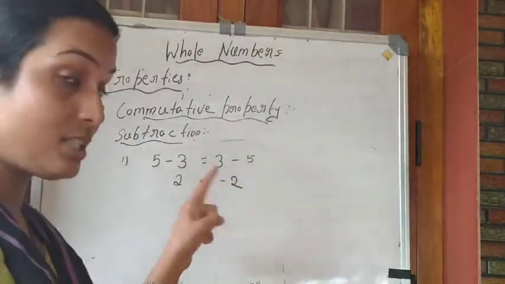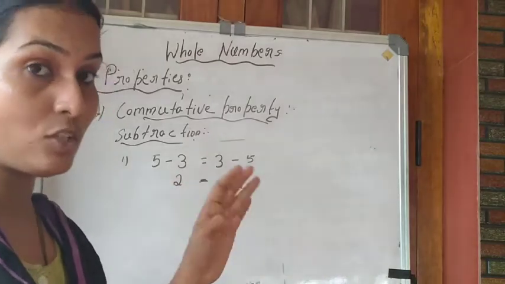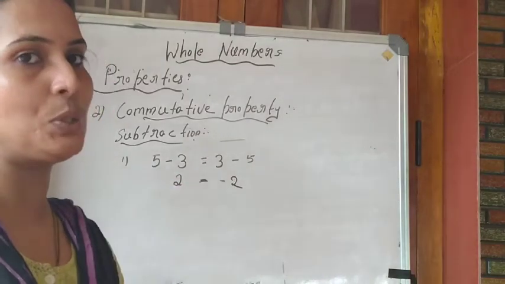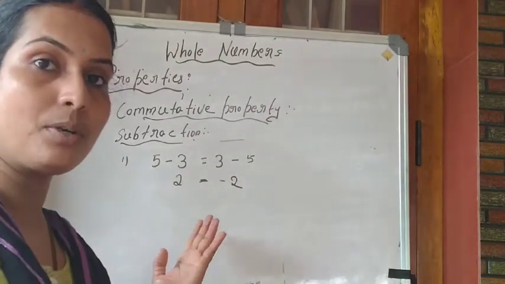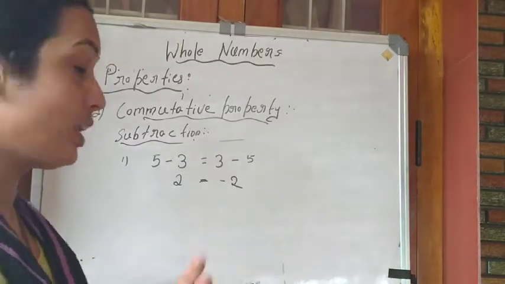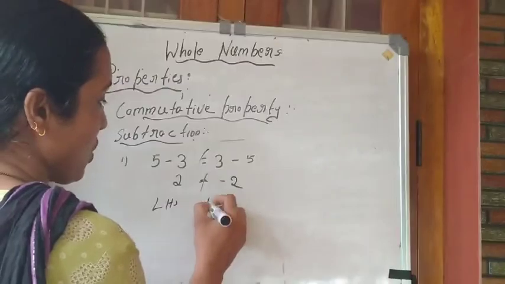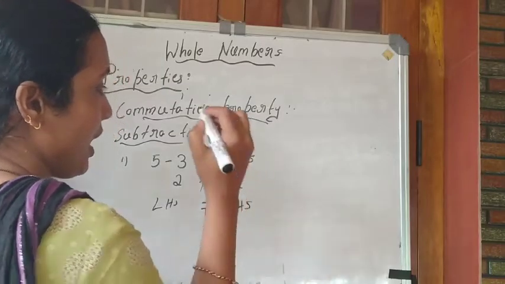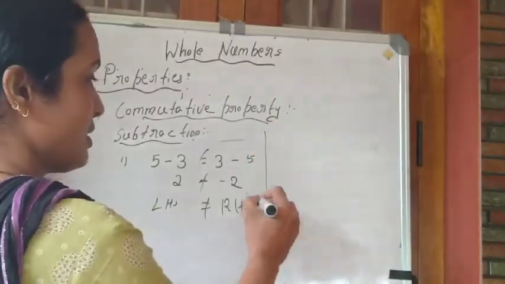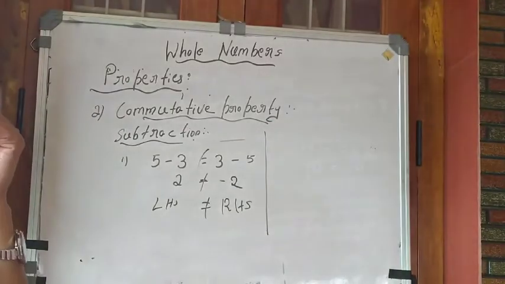Minus 2. Are both equal? 2 and minus 2, are they equal or not? No. 2 is a whole number, minus 2 is not a whole number. Both are not equal. So LHS is not equal to RHS.